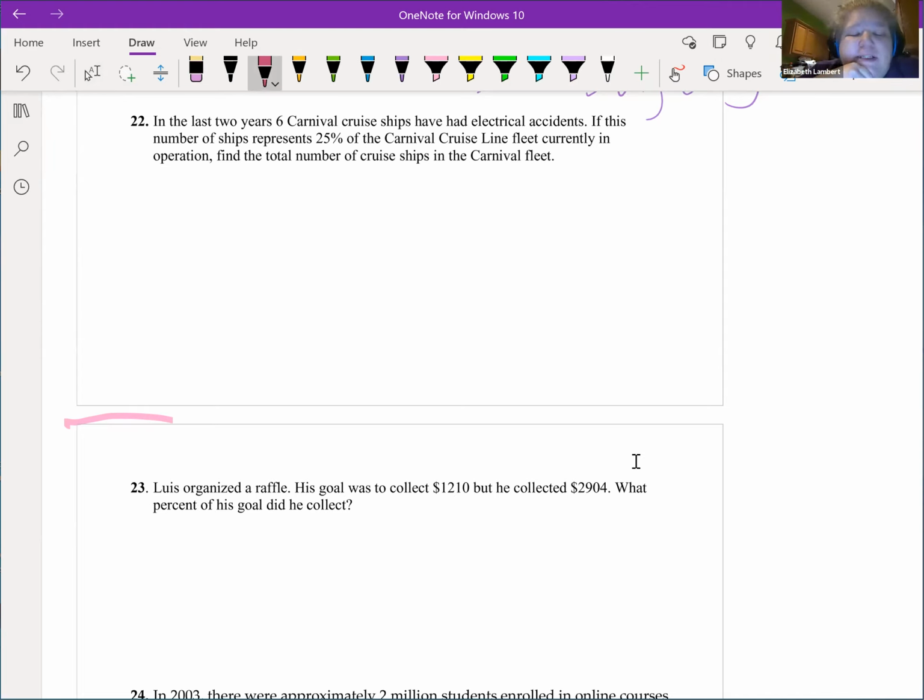Carnival cruise ships. In the last 2 years, 6 Carnival cruise ships have had electrical accidents. If this number of ships represents 25% of the Carnival Cruise Line fleet currently in operation, find the total number of cruise ships in the Carnival fleet.